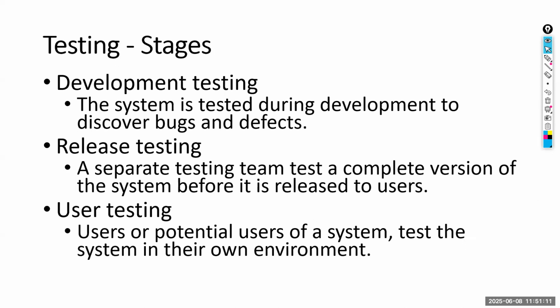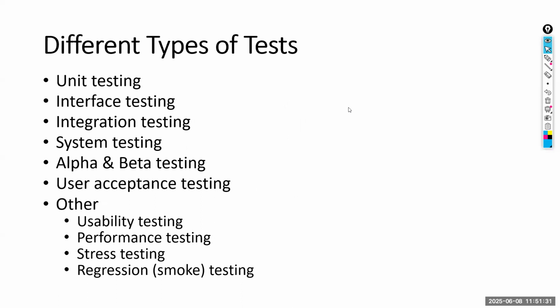Okay. So testing can be done in the development stage, obviously, like unit testing. Releasing stages like system testing before releasing, and also user testing before accepting the product. So these are different types of testing, not categories, right? All these testings are either white box or black box: unit testing, interface testing, integration testing, system testing, alpha and beta testing, user acceptance testing, and some other testings like usability testing, performance testing, stress testing, regression testing, or smoke testing.